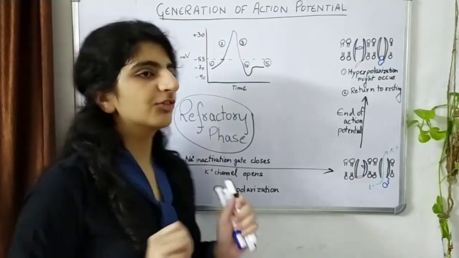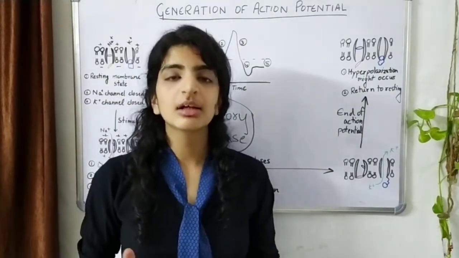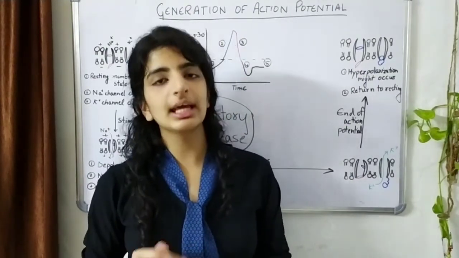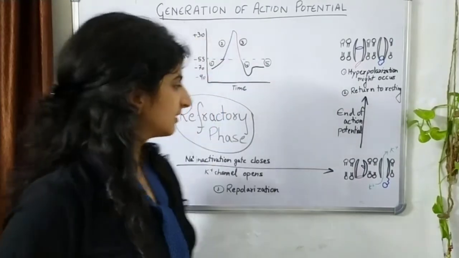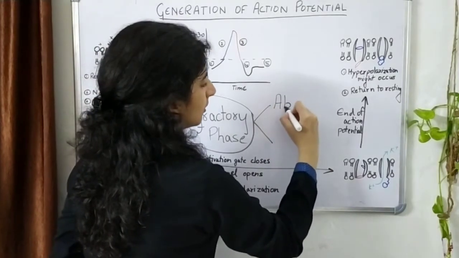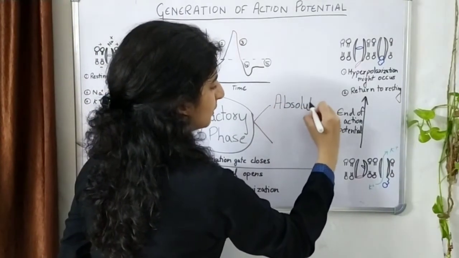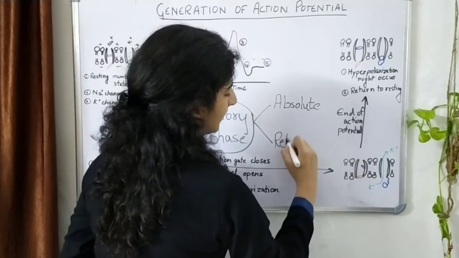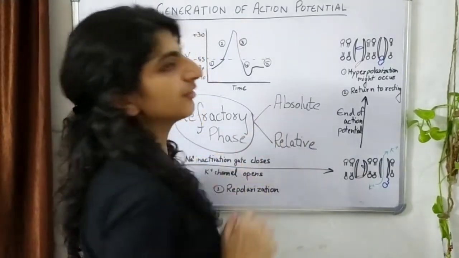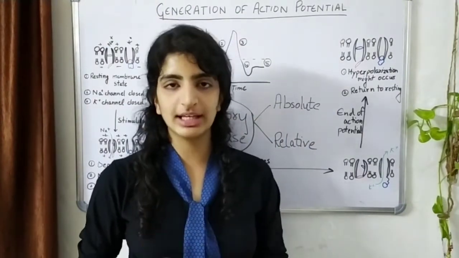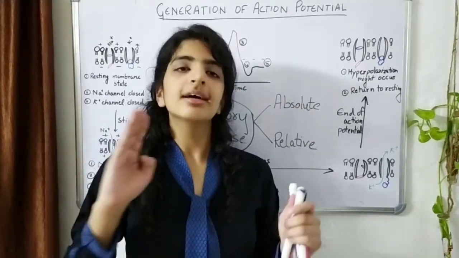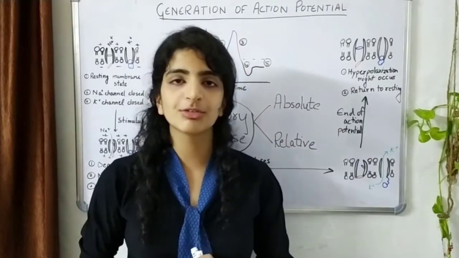It is the ability of an excitable cell to not react to any further stimulus while it is producing an action potential. This refractory phase can also be of two types. One of them is absolute and the second one is relative. An absolute refractory phase is that period of time wherein any stimulus, no matter how strong it is, will not get any reaction out of the cell.